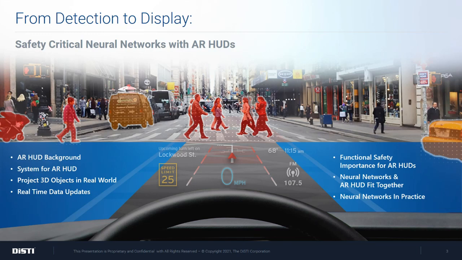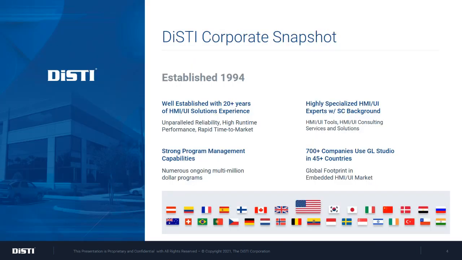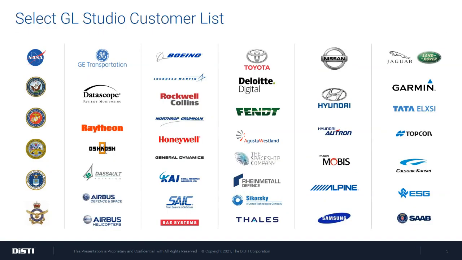Just to give you a real brief background on Disti. We've been around since about 1994, and we've got over 20 years of HMI solution experience in the market. We really got our start in aerospace and defense, but over the last 11 or 12 years, we've been growing very quickly in the automotive world. We have over 700 companies currently using GL Studio around the world. So we've got a pretty big footprint, a pretty big background in HMI.